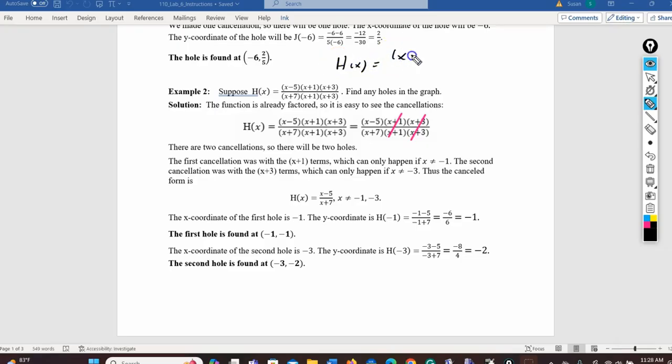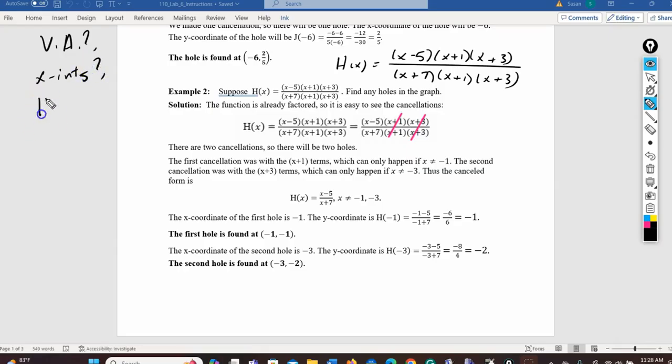So with domain, you always consider it before any cancellation. If you were asked, what are the vertical asymptotes? What are the x-intercepts? And are there any holes? That is all determined after cancellation.